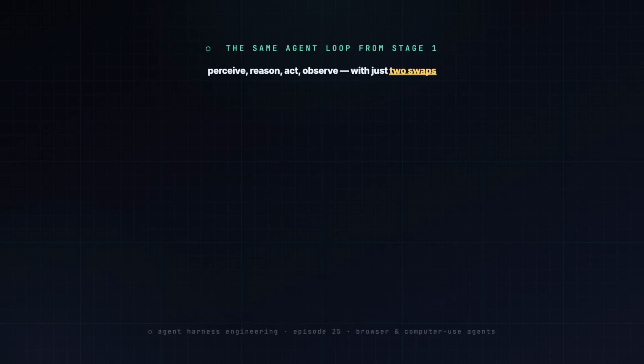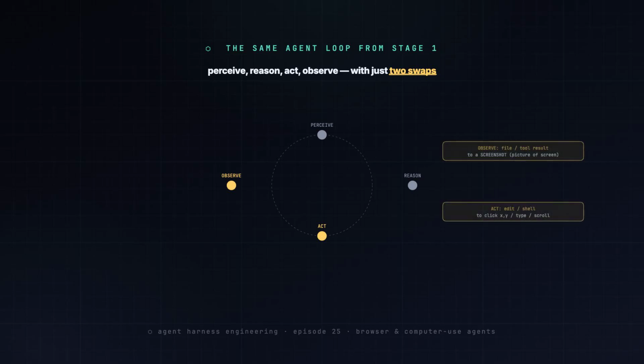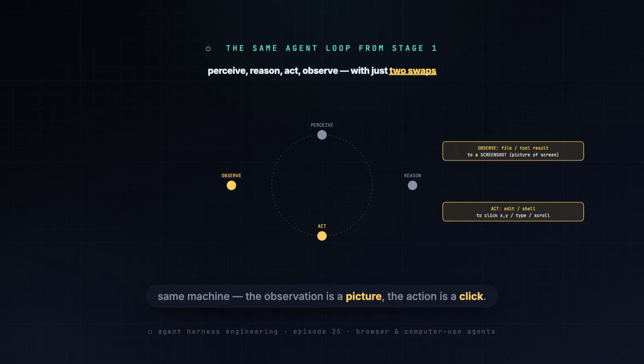Which means it's the same agent loop from the very first stage of this course: perceive, reason, act, observe, but with two specific swaps. The observation isn't a file or a tool result anymore. It's a screenshot, a picture of the screen. And the action isn't an edit or a shell command. It's move to coordinate X, Y, and click, or type this text, or scroll down.